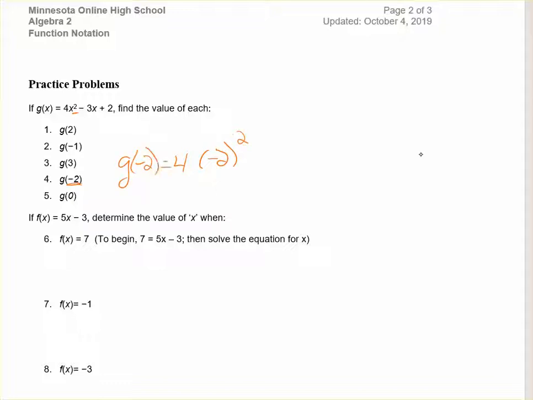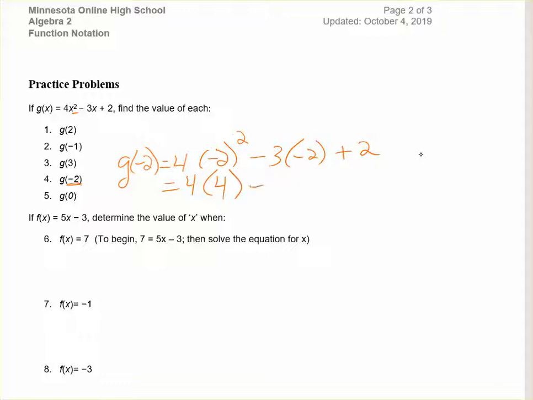I'll write that g of negative 2 is going to equal this, and then minus 3 times negative 2 plus 2. So this is equal to 4 times negative 2 squared. Negative 2 times negative 2 is a positive 4.